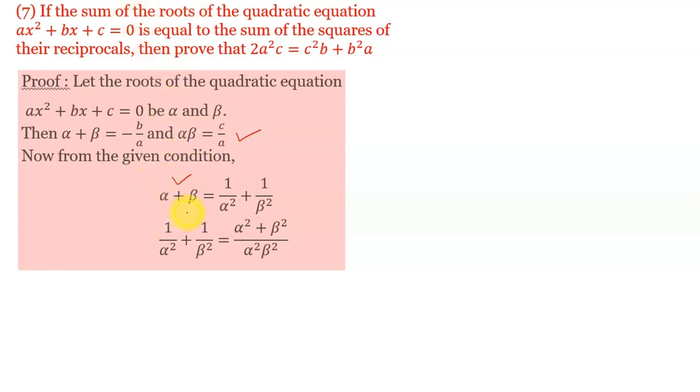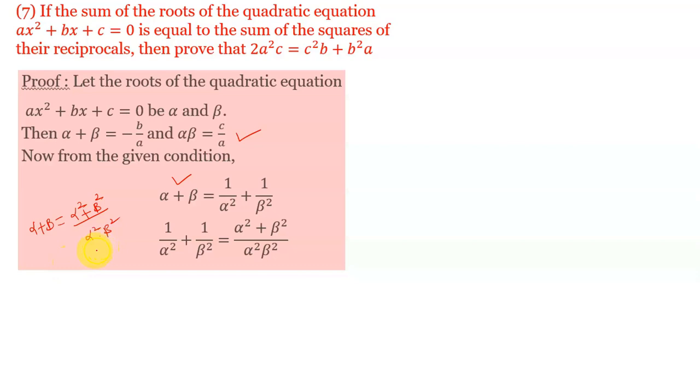But what is the condition we have given? Sum of the roots means what? Alpha plus beta is equal to the sum of the squares of their reciprocals. Means what? 1 upon alpha square plus 1 upon beta square. आता पुढे काय की हे सिम्प्लिफाय करणार. 1 upon alpha square plus 1 upon beta square क्रॉस मल्टिप्लिकेशन करणार इथे. Alpha square plus beta square upon alpha square into beta square. So alpha plus beta is equal to alpha square plus beta square upon alpha square into beta square.